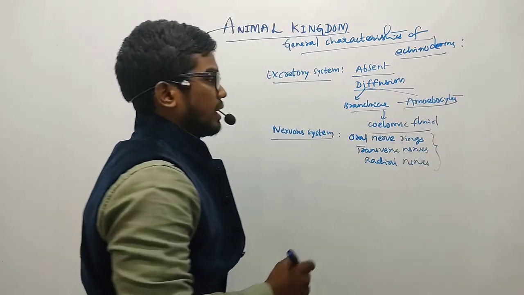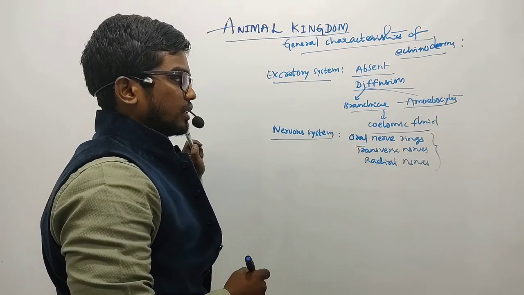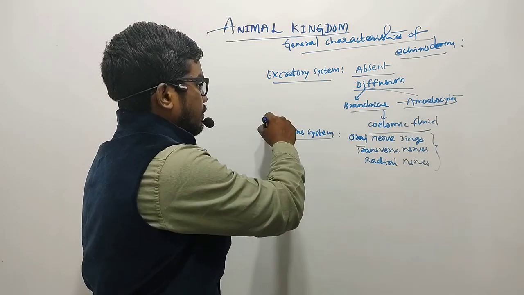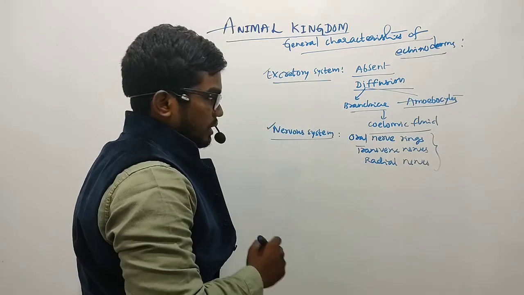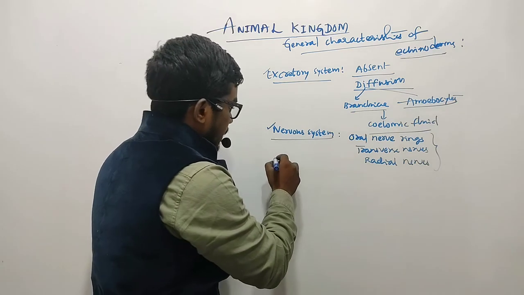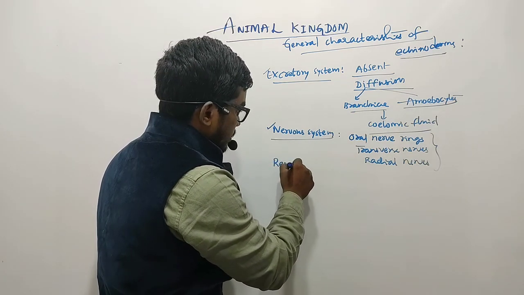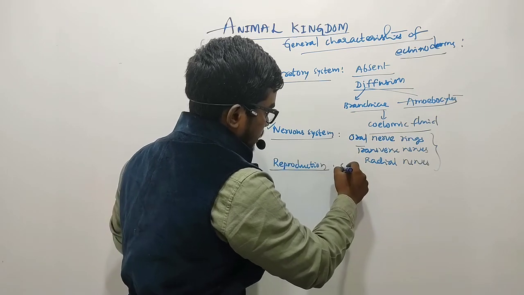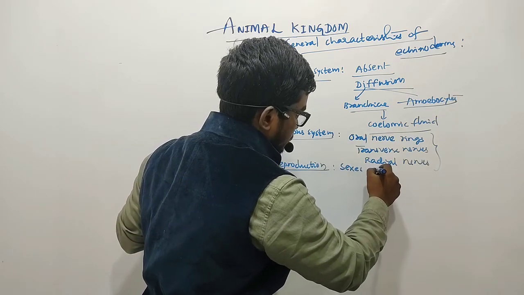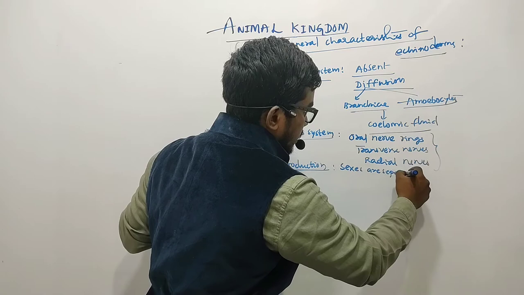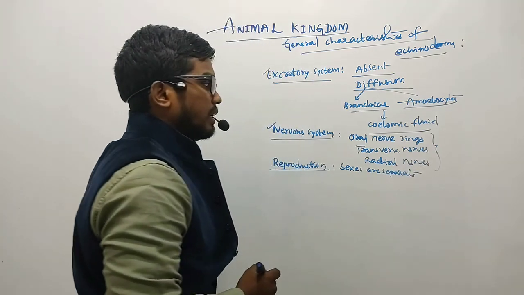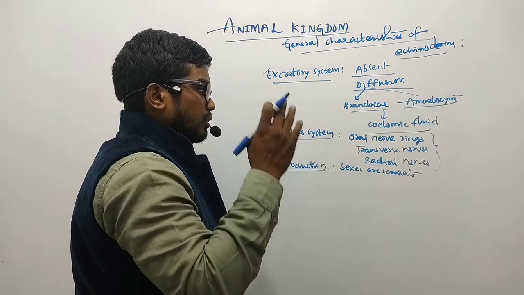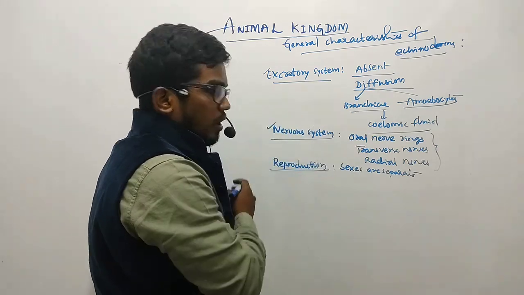These three, nerve rings, transverse nerves and radial nerves, work together to perform the role of the nervous system. Alright, then moving on to the reproduction. Here the sexes are separate, that means the male and females can in fact be distinguished easily. Okay, so they are unisexual organisms.